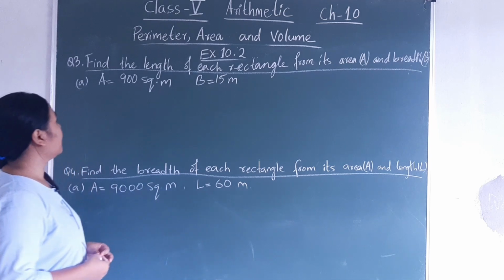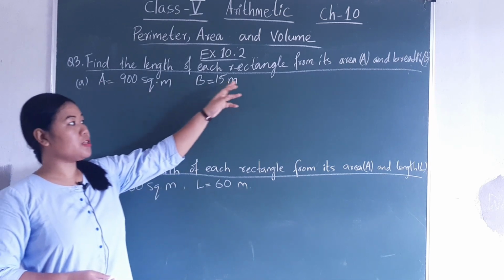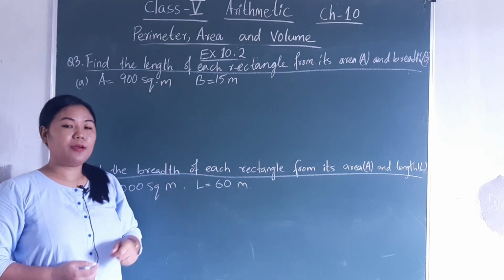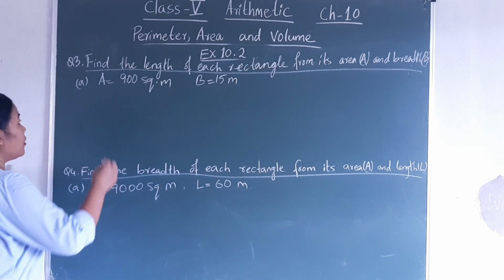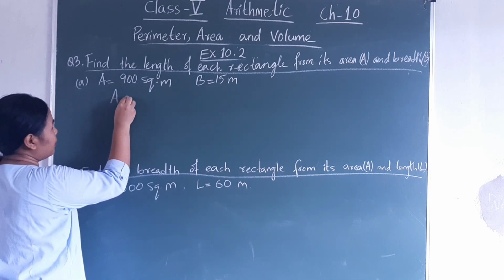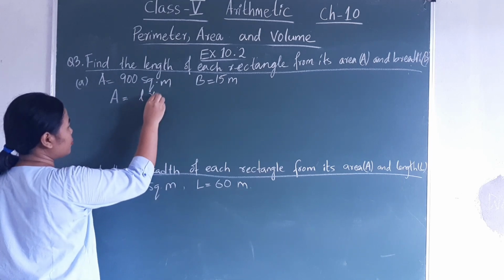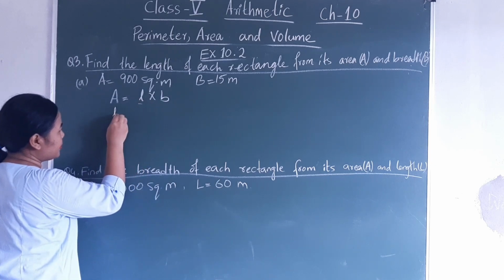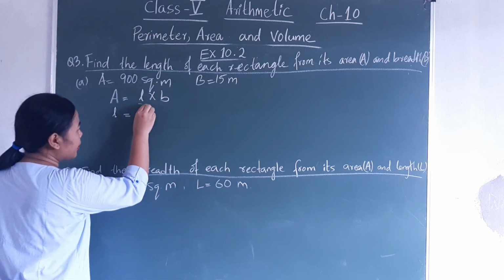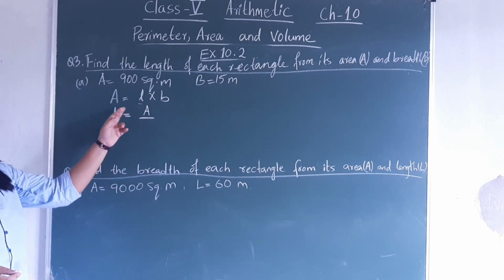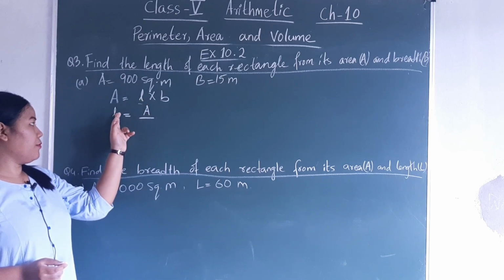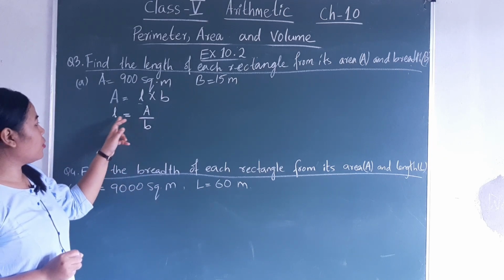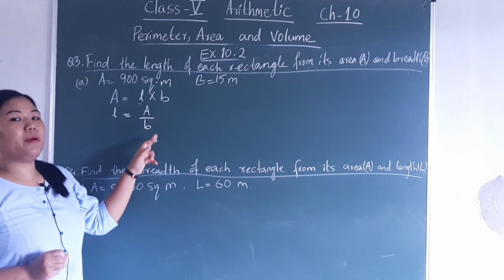Now in question 3, you have to find the length of each rectangle from its area and breadth. Now here the area and the breadth is given, so you have to find the length. You know the formula? Area is equal to length into breadth. What are we supposed to find? Length. So this can be written as length equal to area by, since it is in multiply form, breadth, so when it comes this side, it becomes in divide form.